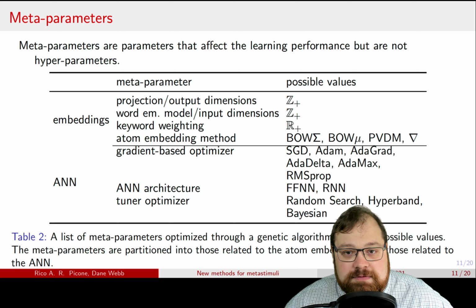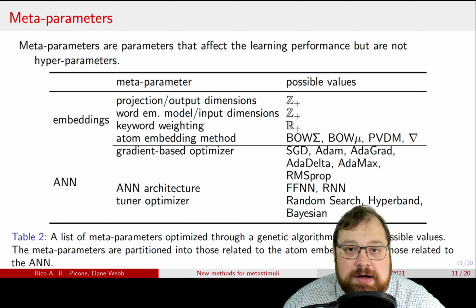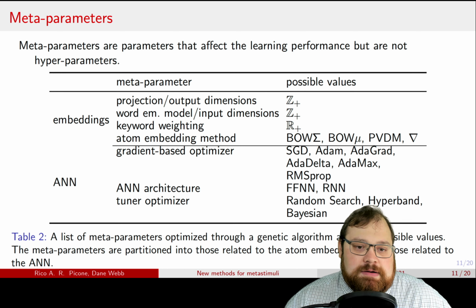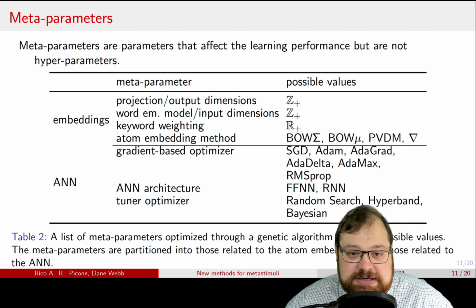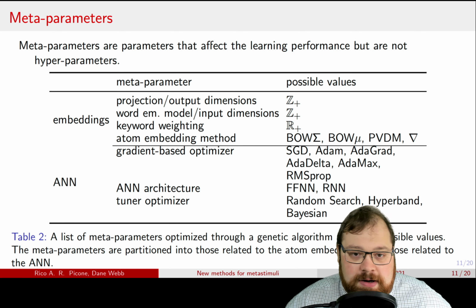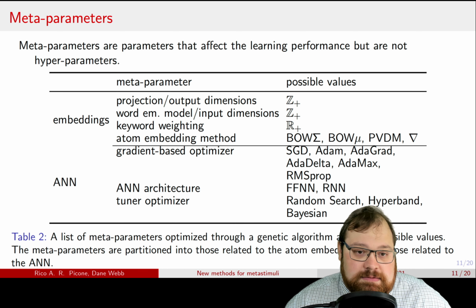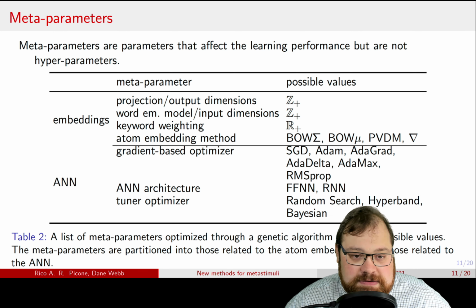Metaparameters are parameters that affect the learning performance but are not hyperparameters. These include projection / output dimensions, the word embedding model / input dimensions, the keyword weighting, atom embedding methods, gradient-based optimizer, artificial neural network architecture, and tuner optimizer.